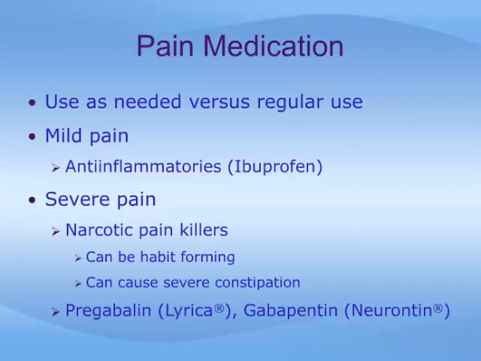Furthermore, since these types of medications are habit-forming over the long term, you should discuss their use very carefully with your physician. They can also cause severe constipation when taken regularly, so you must take measures to keep your stools loose if you are taking them. Finally, a drug called pregabalin or Lyrica and another called gabapentin or Neurontin are used for certain patients with chronic pain conditions.